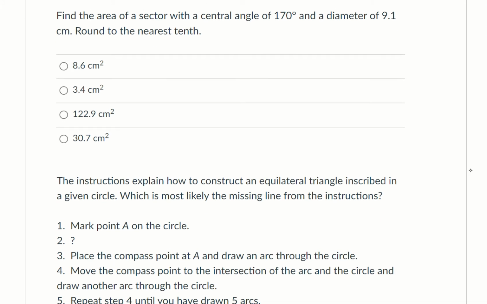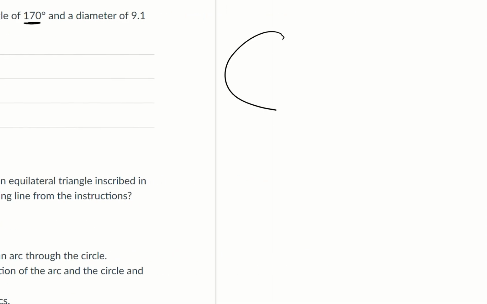Find the area of a sector with a central angle of 170 and a diameter of 9.1 centimeters, rounded to the nearest tenth. We have a central angle, so we can easily find the area of the sector. Now the area, remember, is not the same as the arc length, so you want the actual area. If I wanted to get the area of that sector, I need the radius, and I need this angle.